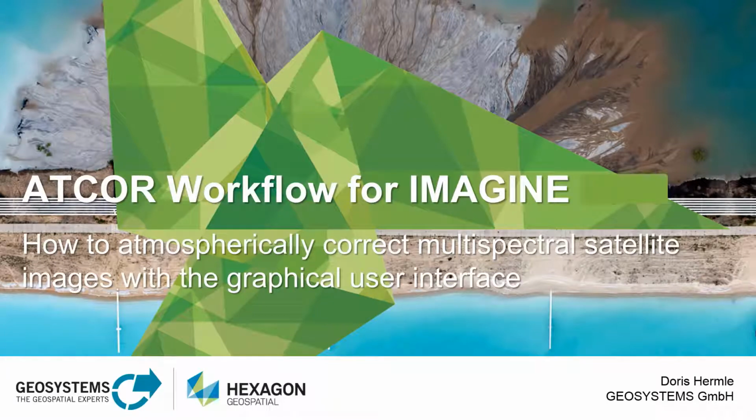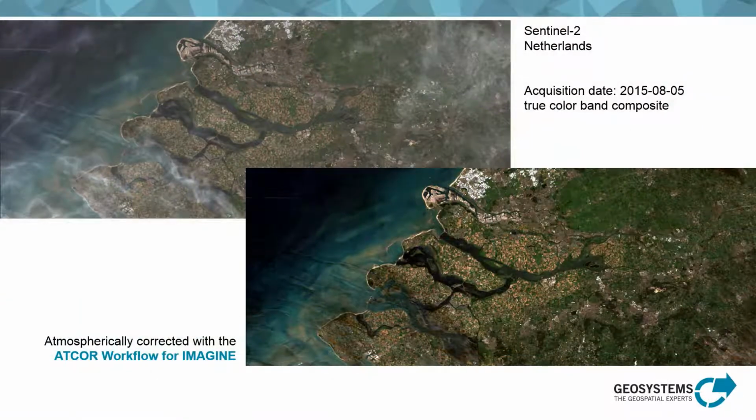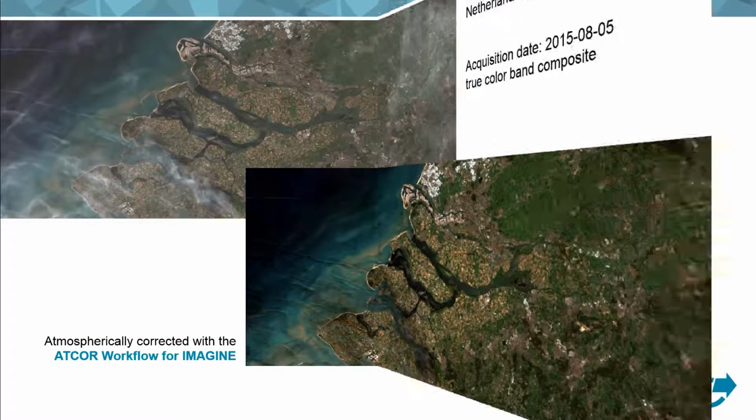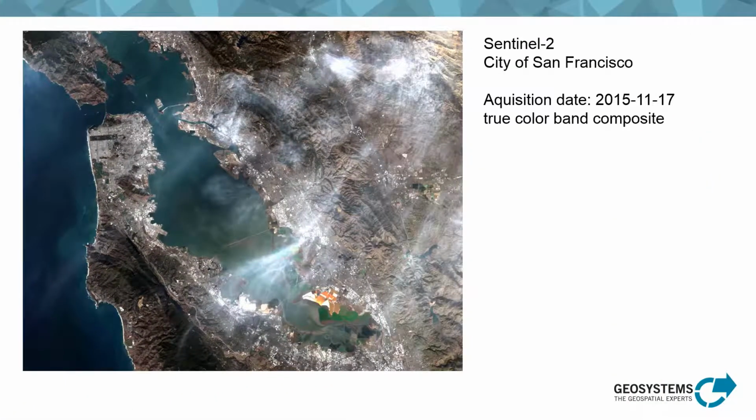Today I want to show you how you can atmospherically correct satellite images by using the ATCOR Workflow for Imagine dialog. Maybe you have already seen the other movie, How to Use the ATCOR for Imagine Workflow with the ERDAS IMAGINE Spatial Modeler. In this example, a Sentinel-2 multispectral image of San Francisco will at first be dehazed and thereafter atmospherically corrected with ATCOR-2. Additionally, a haze map with different classes will be created.